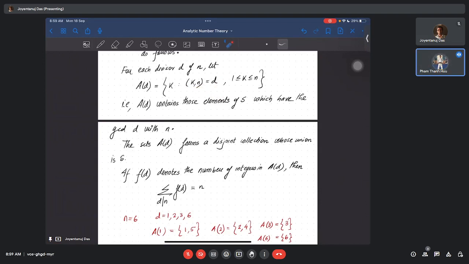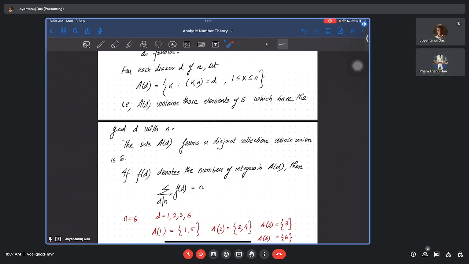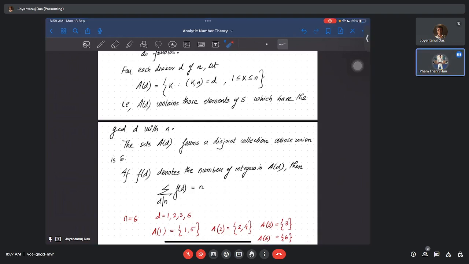We have different d, the same n, and the same k. That is not possible. If k is the same and n is the same, then d cannot be different.